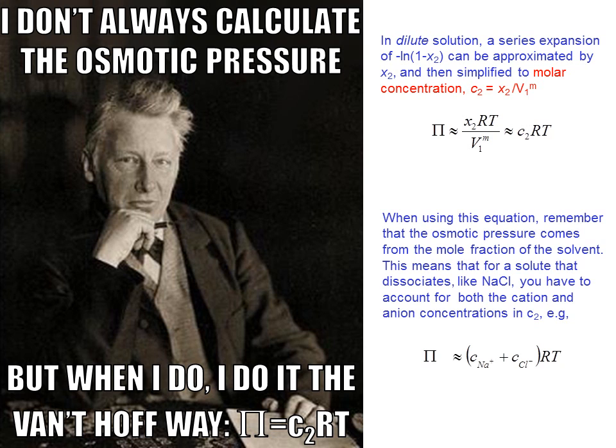Now, when using this equation, you have to remember that the osmotic pressure comes from the mole fraction of the solvent in the mixture. This means if you have a solute that dissociates, like sodium chloride, then you have to account for the presence of both the cation and the anion in solution. So you have to include both of them as part of C2, as shown in this expression here. Okay, let's do it.